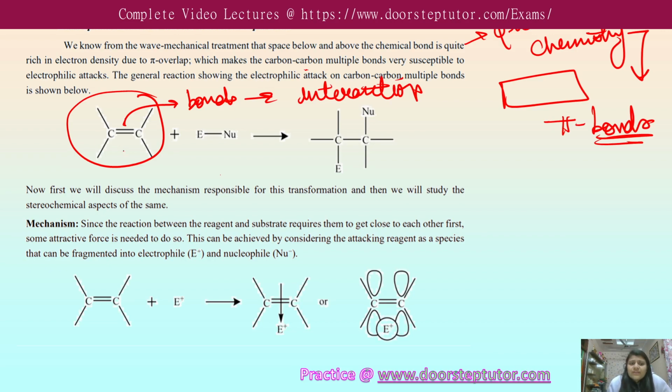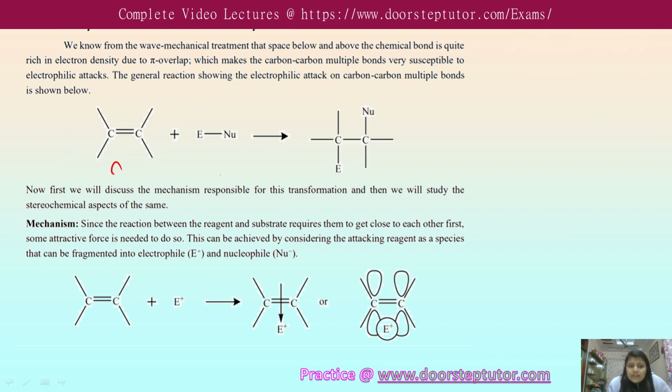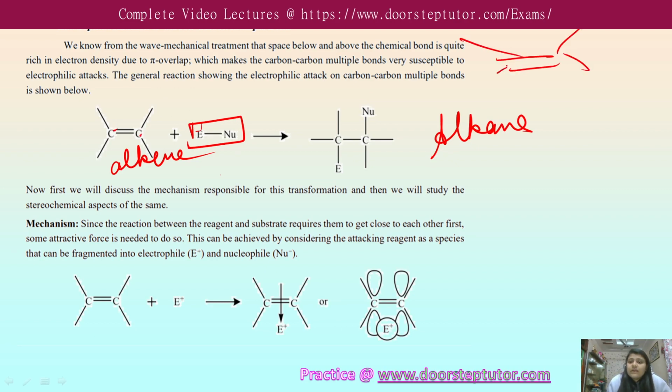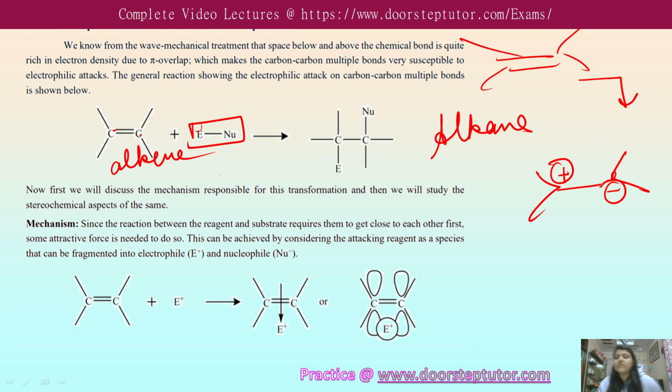So a general reaction: an alkene is converted into an alkane by the addition of an electrophile. The electrophile adds on this carbon and the nucleophile adds on this carbon, because an alkene could break like this: one carbon occupies a positive charge and one carbon occupies a negative charge, because this electron density can break like this, or it can break like this as well.